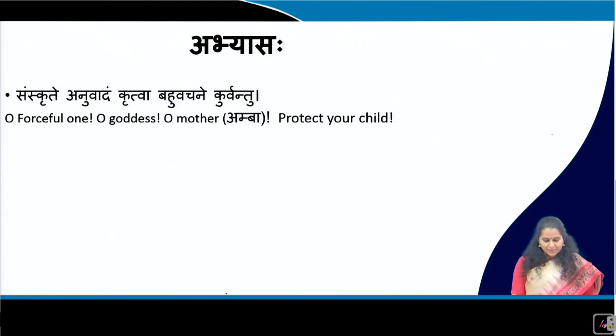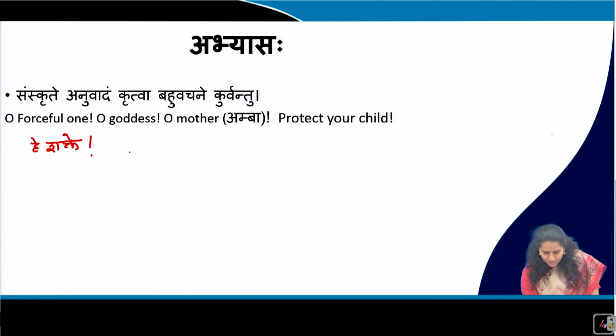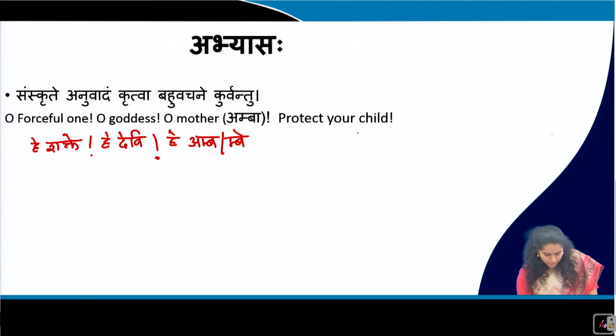So let's do the abhyasa. Sanskriti anuvadam kritva bahuvachane kurvantu. So this is he shakti. Forceful one will be shakti. So he shakti. O goddess will be he devi. O mother, he amba or ambe. Protect your child. Tari shishum.